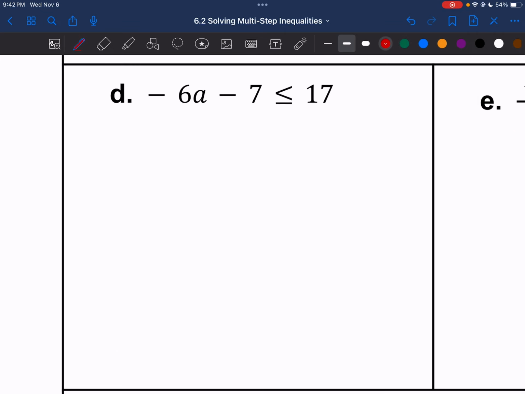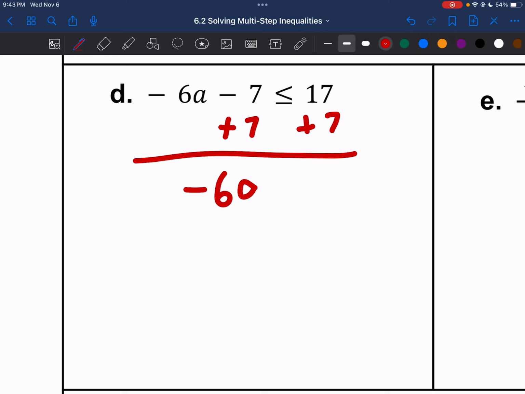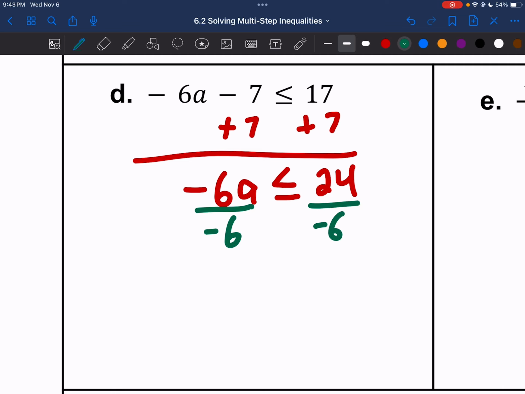All right, letter D. We're going to start by adding 7 to both sides. Negative 6a is going to be less than or equal to 24. My next step is going to be to divide both sides by negative 6. So we've got a is greater than, because we're going to flip our inequality symbol, greater than or equal to negative 4.